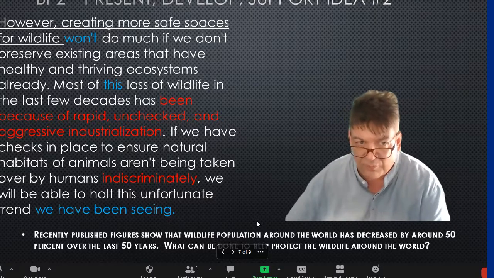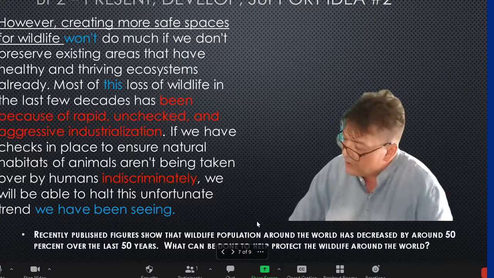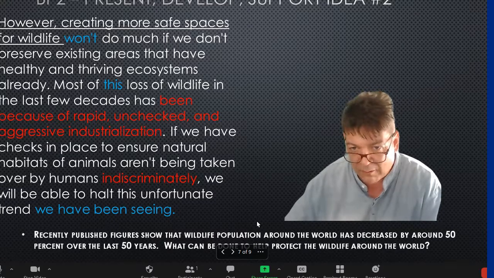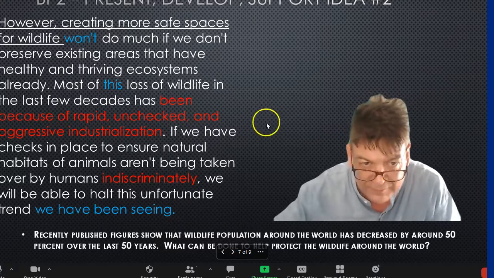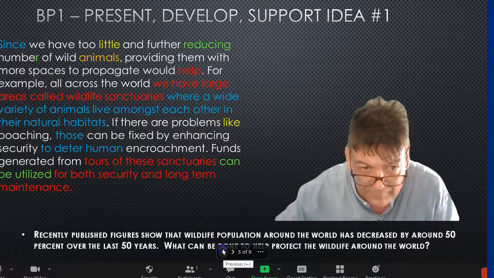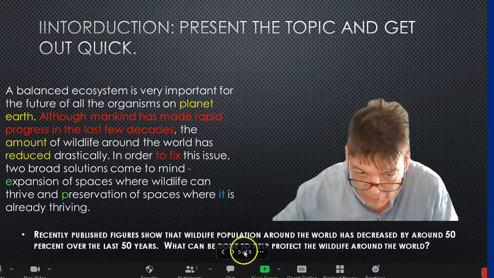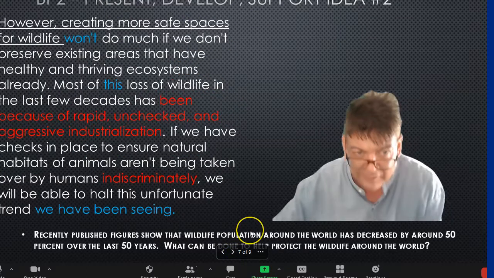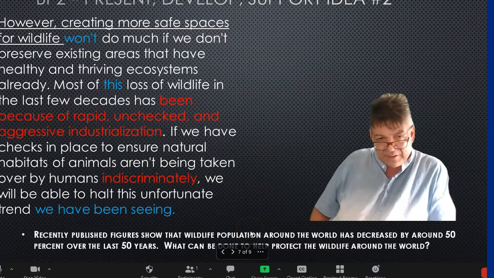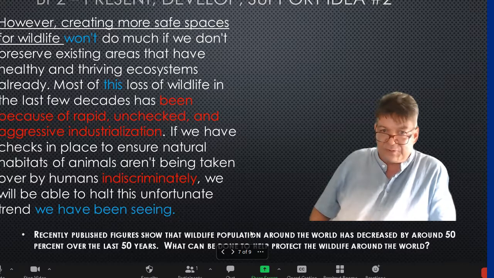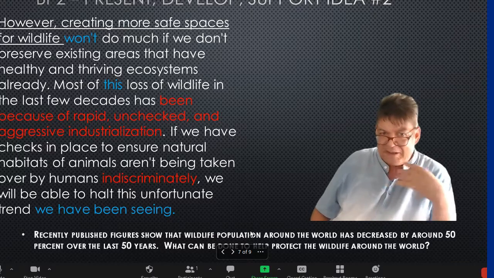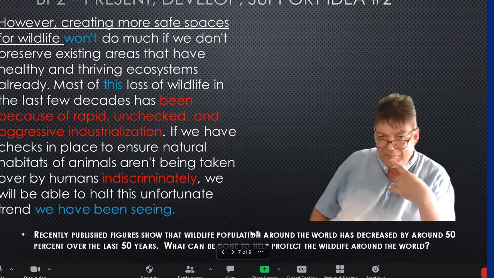"Most of this loss of wildlife in the last few decades." What loss of wildlife? Did we even quantify it? Okay, yes, I suppose the wildlife has reduced drastically, but that was so long ago. This seems a bit unclear. "Wildlife in the last few decades has been because of rapid, unchecked, and aggressive..." What's the difference between unchecked and aggressive? Okay, aggressive "industrialization." Really? Around the world?